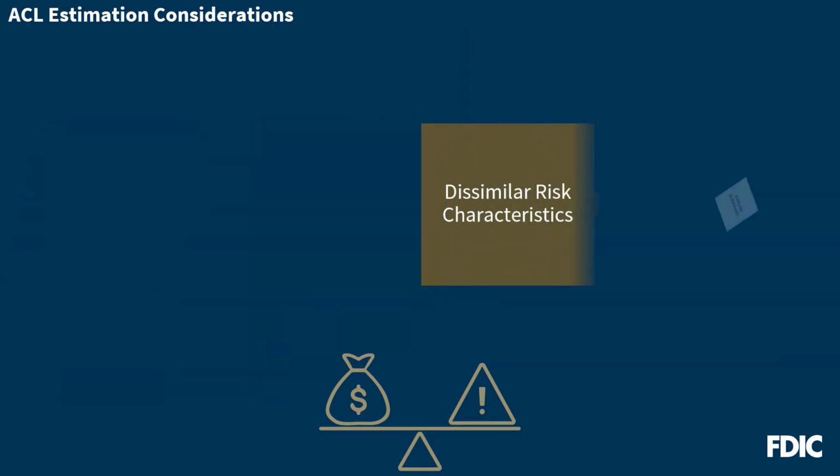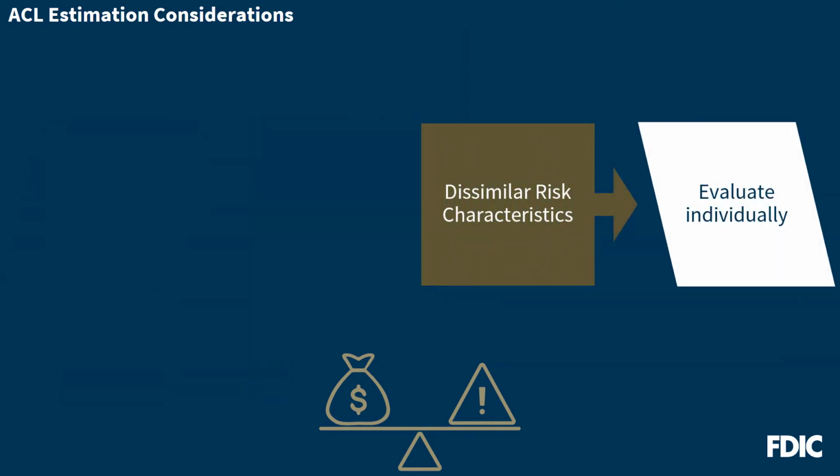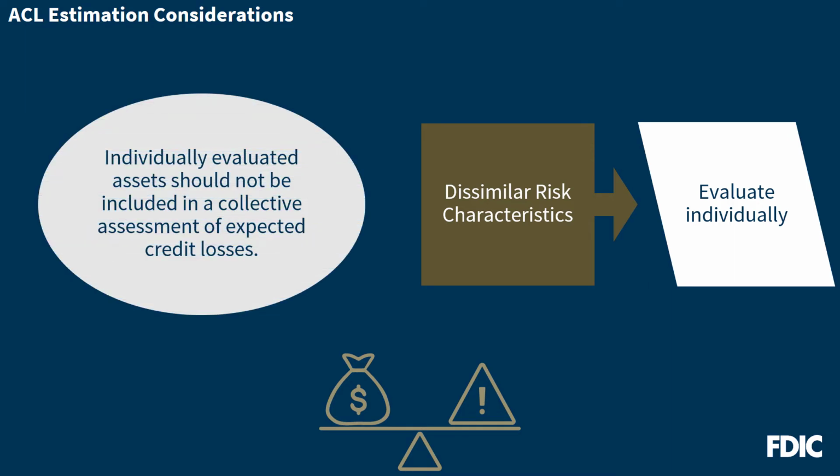If a financial asset does not share similar risk characteristics with other assets, expected credit losses for that asset should be evaluated individually. Individually evaluated assets should not be included in a collective assessment of expected credit losses.